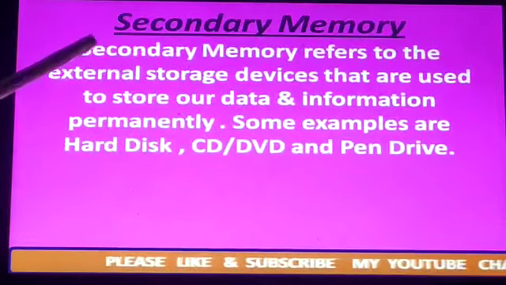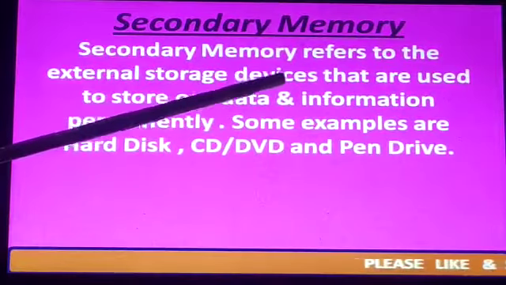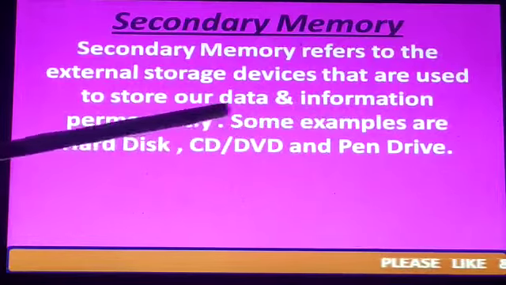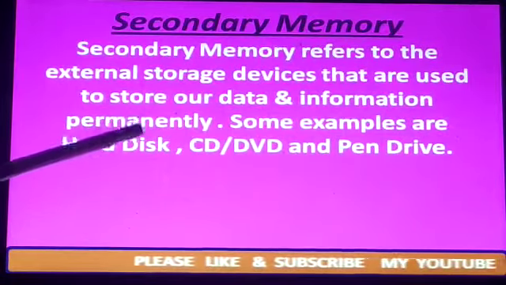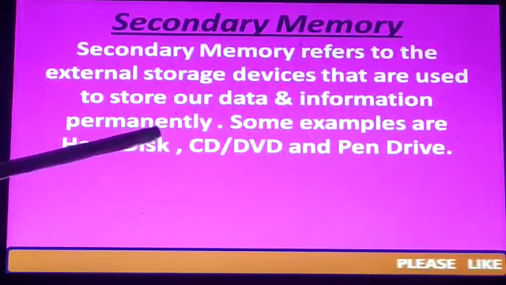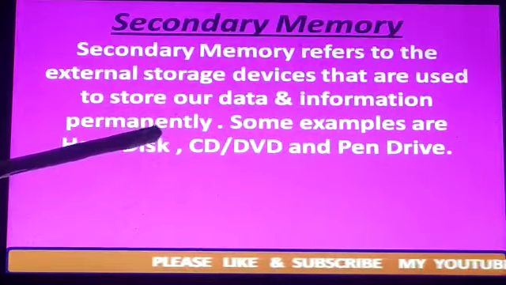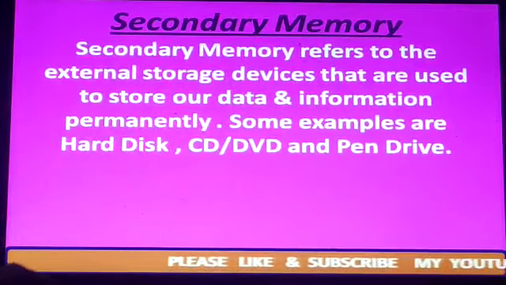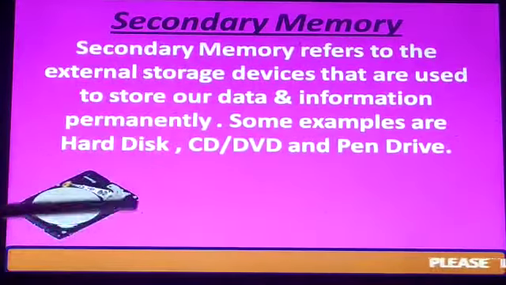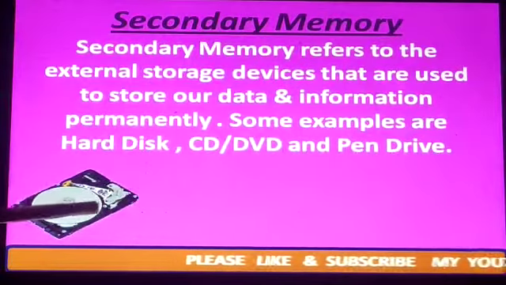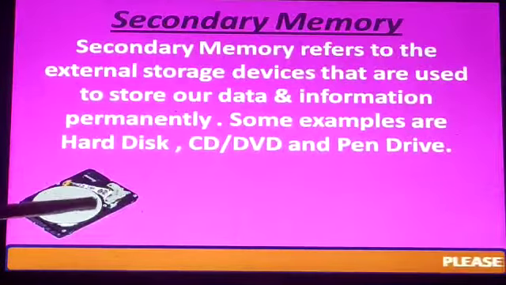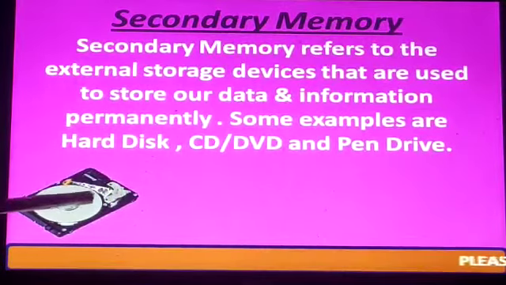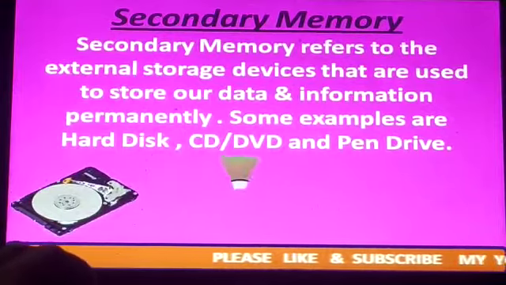Secondary memory refers to external storage devices that are used to store our data and information permanently. Yes, this memory stores our data permanently. When we save our file in computer, it saves in hard disk of computer. You see here, this is hard disk. It is a secondary storage device and all our files are stored in hard disk. So many files we can store in hard disk of computer.